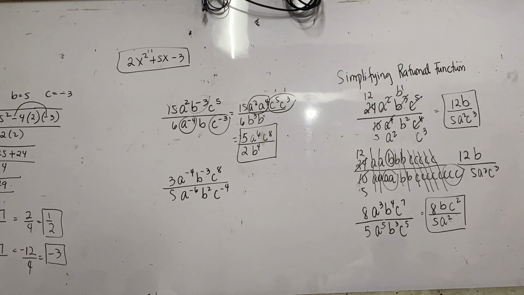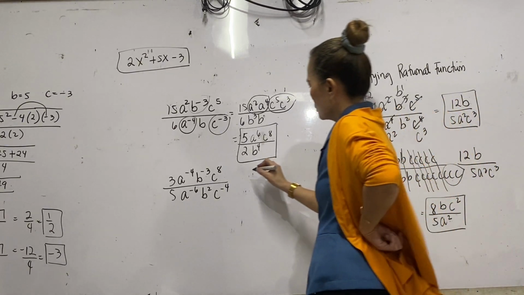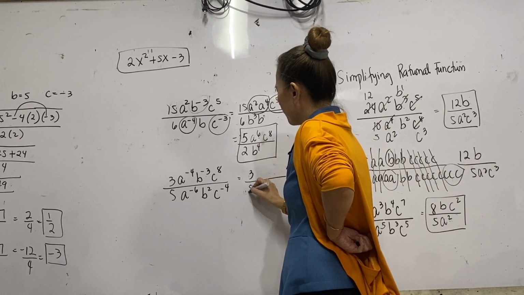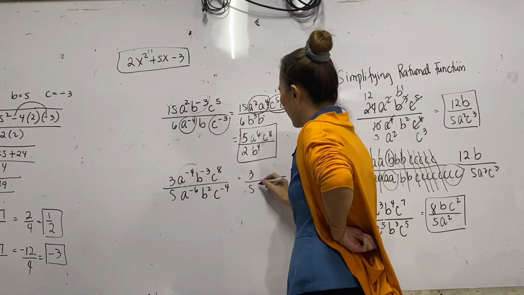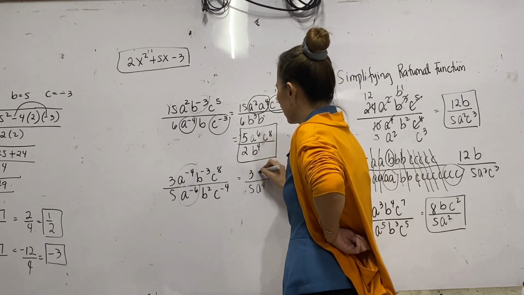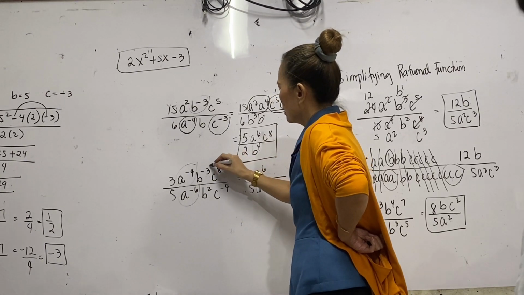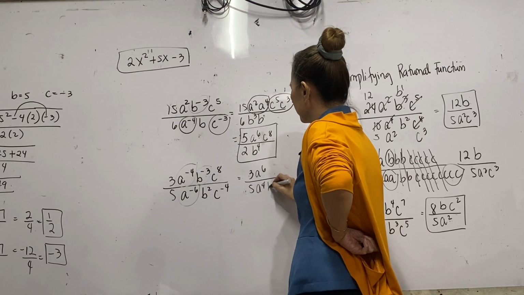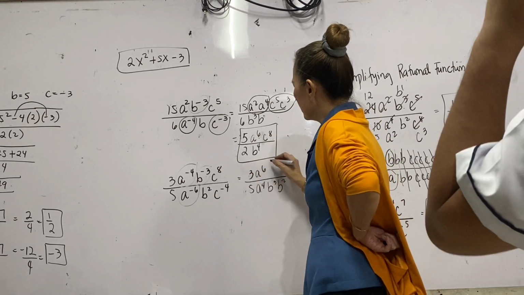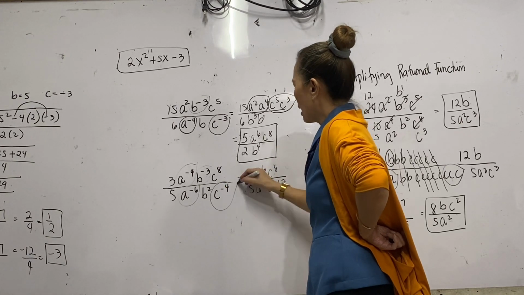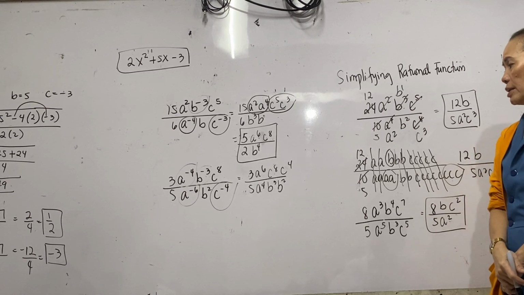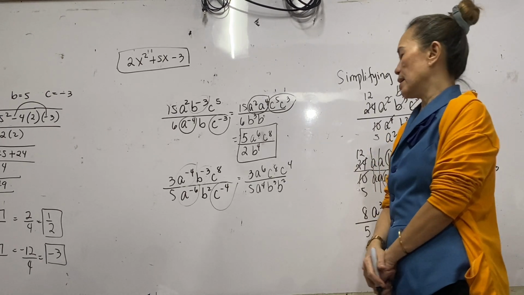Okay, so we have done. 3/5, negative, ibababa, negative, itataas, negative, ibababa, copy, copy, itataas para maging positive. Okay, next. 3/5 is already in simplest form.